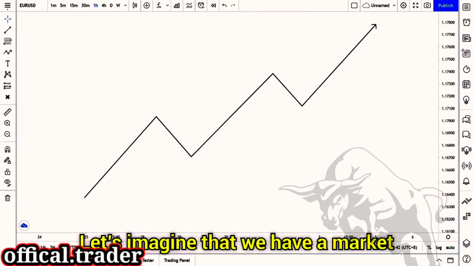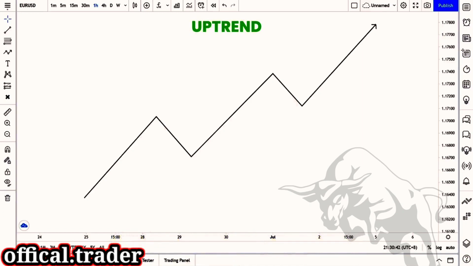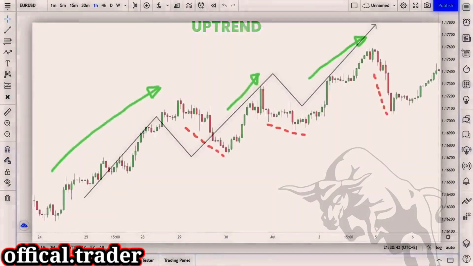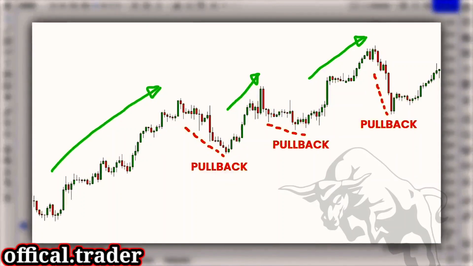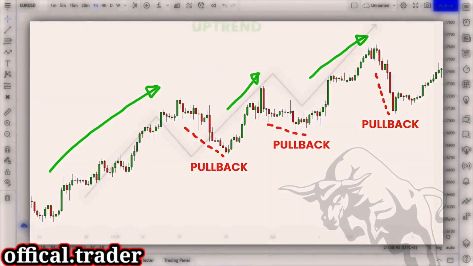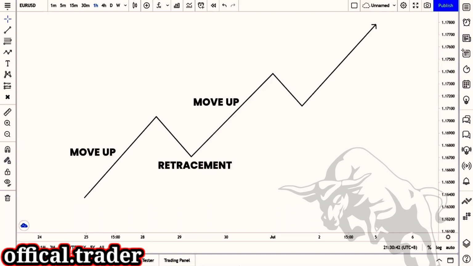So let's imagine that we have a market that's currently in an uptrend. If you've ever looked at a price chart before, you'll know that markets don't go directly up or directly down. There are always pauses and pullbacks along the way. So a very simple example of an uptrend would consist of a move up, a retracement, a move up, a retracement, and a final move up.